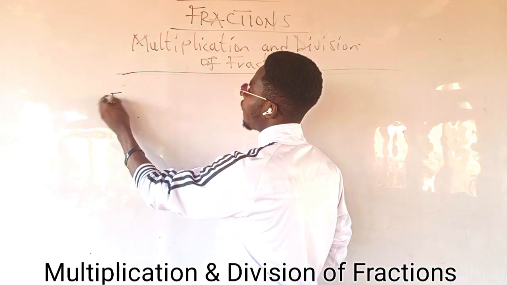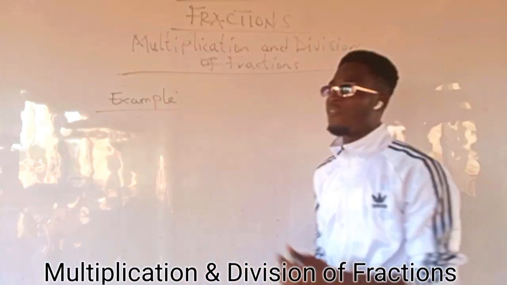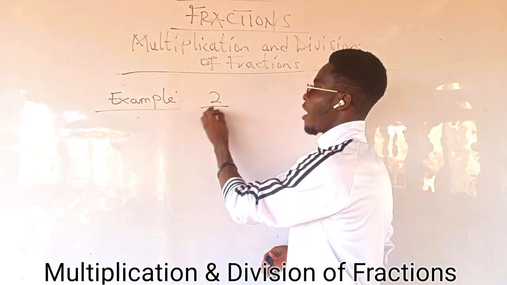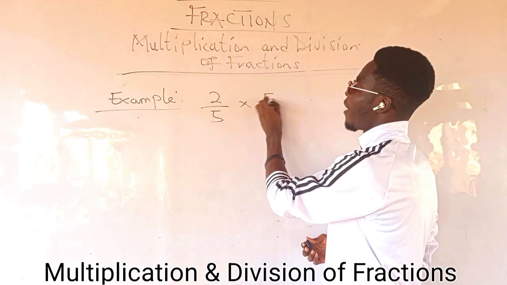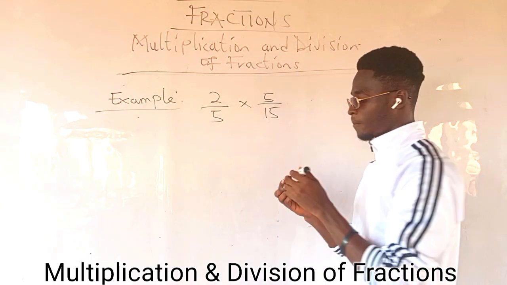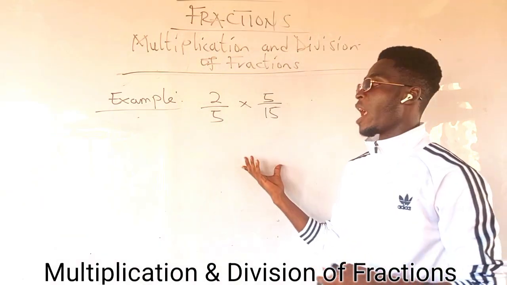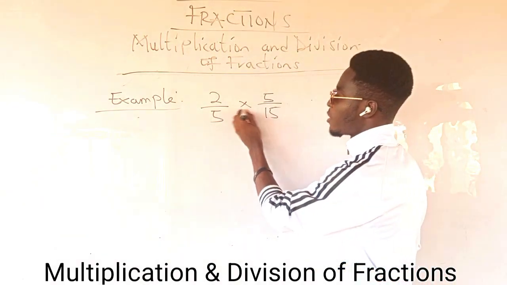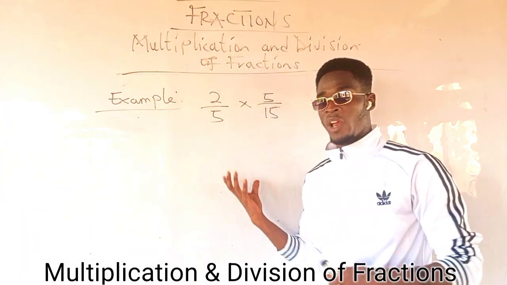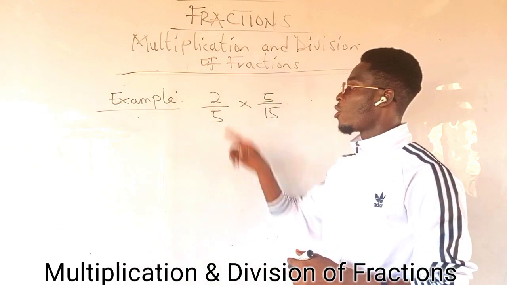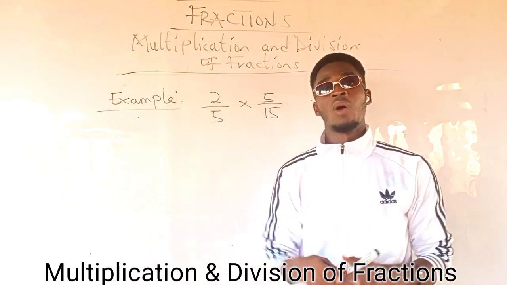Now, taking our first example. When you have, let's say, 2 divided by 5, then multiplying, let's say, 5 divided by 15. You see, this is a fraction involving multiplication. This is a multiplication sign. And so to solve this particular fraction, you first of all multiply straight ahead, or you may decide to do what we call the cancel out.